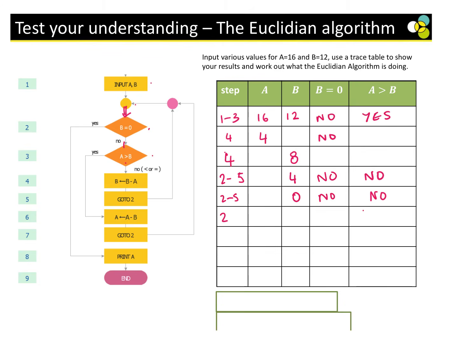Back to 2. Does B equal 0? Yes, it does. Right, somewhere new now. All the way down to here. Print A. Okay, what was our A? 4. So we are going to write print 4. Okay, what is this doing? Well, if we think about it, we had 16 and 12. The answer was 4. I know exactly what it was doing. It was finding the highest common factor of A and B.